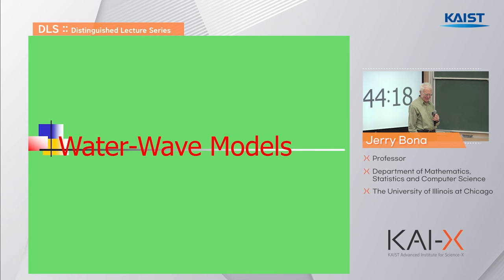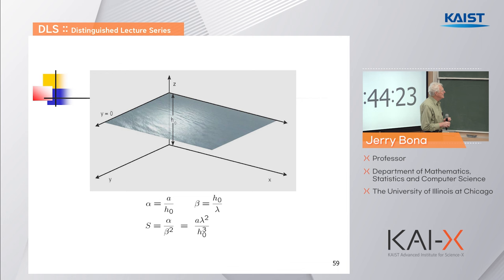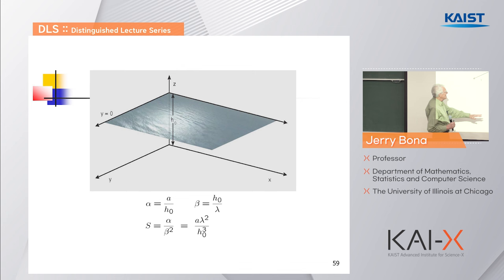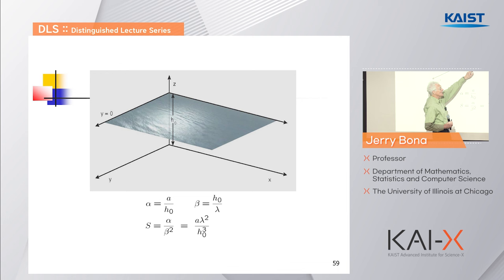So let's talk about water wave models. Okay, so this is idealized at the moment. I have a flat ocean, and I have an undisturbed depth, H naught. Okay, so it's flat, it's all of R3, and I've got some parameters here. So the parameter alpha is a typical amplitude of the motion divided by the depth. So if alpha is a tenth, it means the waves are one-tenth of the depth.